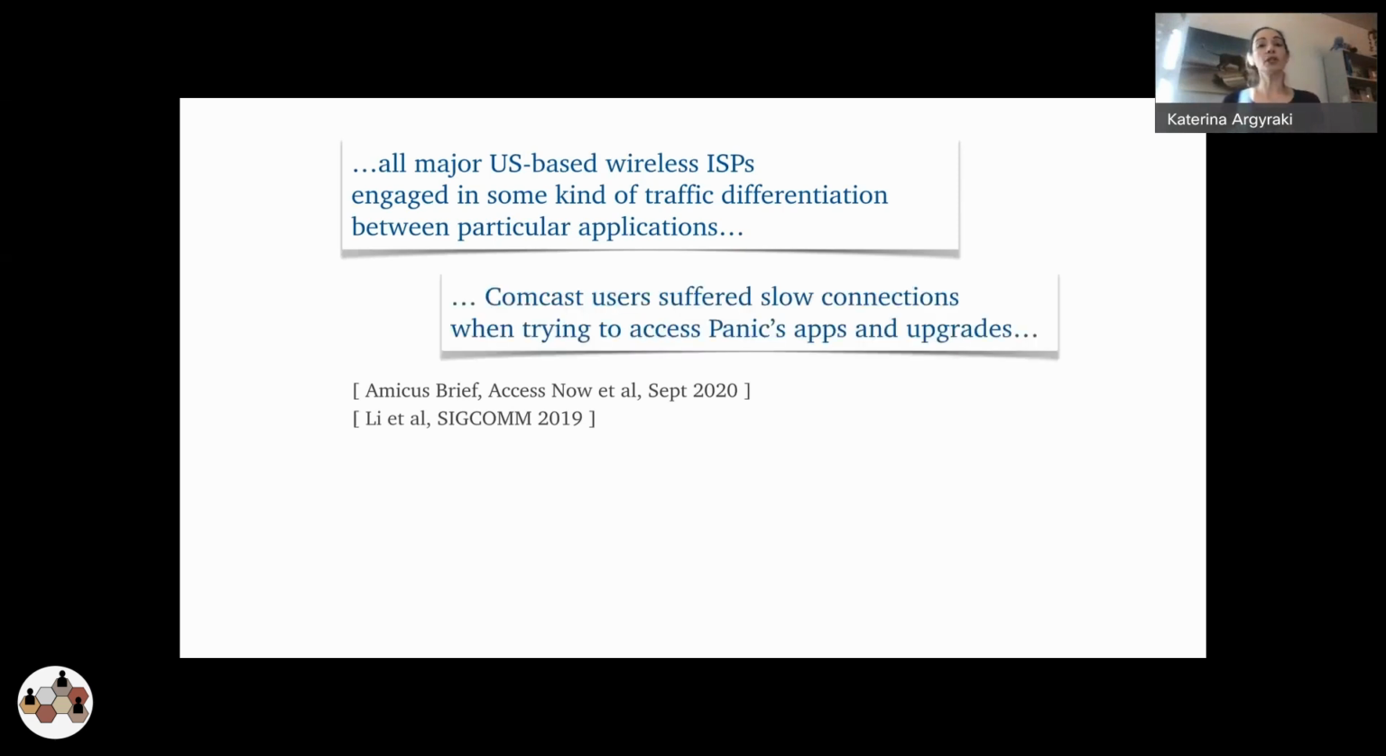Here's another one. Comcast users suffered slow connections when trying to access Panic's apps and upgrades. So the context here is that Comcast, which is an ISP, was in some kind of conflict with Cogent, which is another ISP, and it apparently slowed down access to Panic, which is a Cogent customer. Okay, so it was retaliating against the other ISP by differentiating against traffic coming from one of its customers.